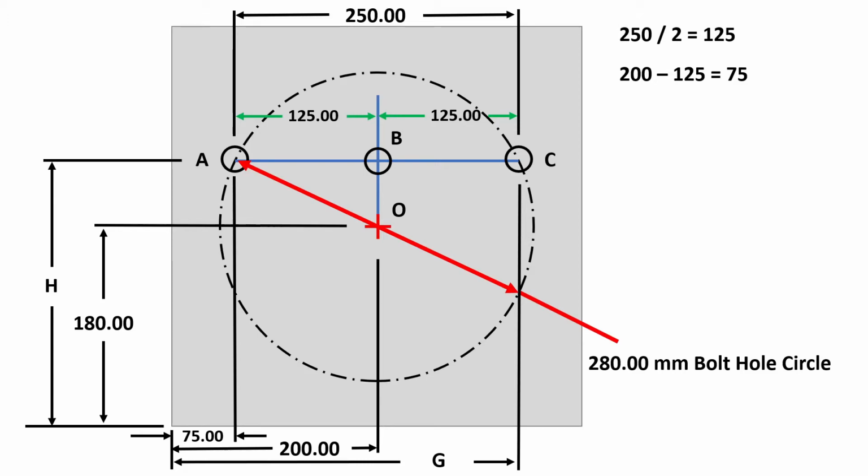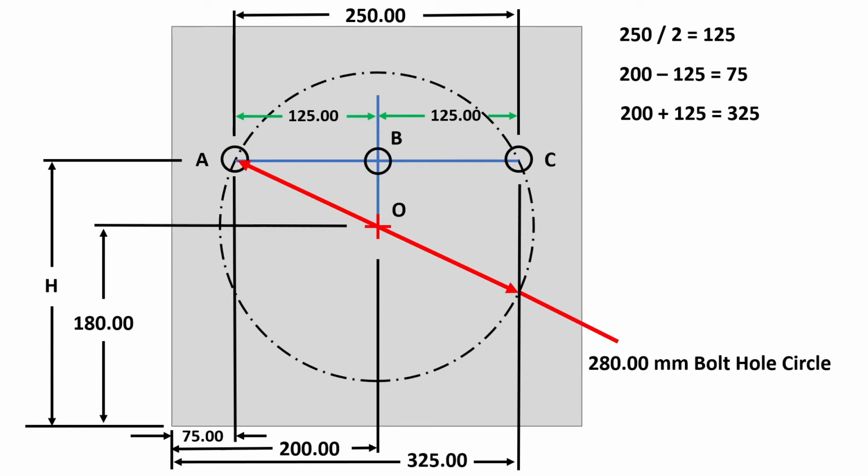Now let's solve G. G is equal to 200 plus 125. Notice that G, found at the bottom of the diagram, is equal to the 200, which is the distance from the edge of the workpiece to the center of the workpiece, plus the distance from the center of the workpiece to hole C. G equals 325.